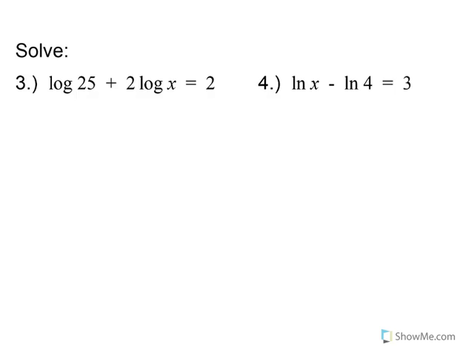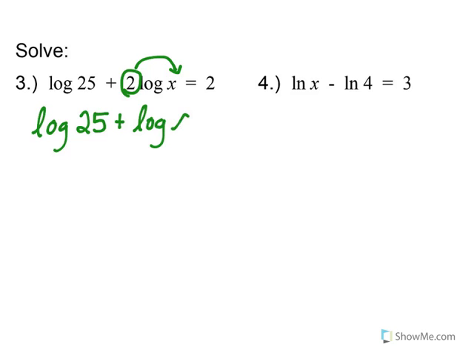Like we had before, in addition to expanding and condensing with properties of logs, we can go ahead and solve equations. We're just going to be looking at the common log and the natural log now. So for this first problem, I want to start off by condensing the left-hand side. So I'm going to pull that 2 up into an exponent to start off. So this is log of 25 plus log of x squared is equal to 2.